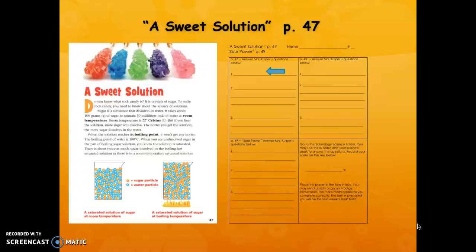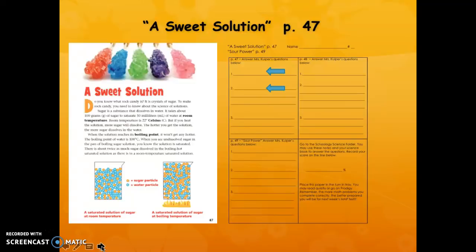Now, according to what you're reading on this page, you should have learned a way that you could fit more sugar in the water. So what is a way that you can fit more sugar in the water? That is where I want you to put the answer to my second question. Would you do that now, please? Go ahead and stop the video.